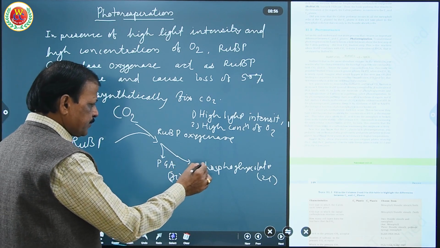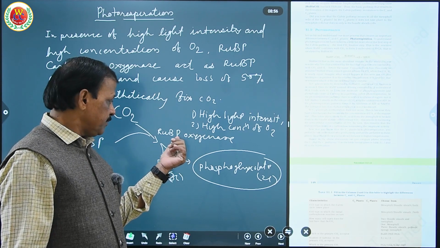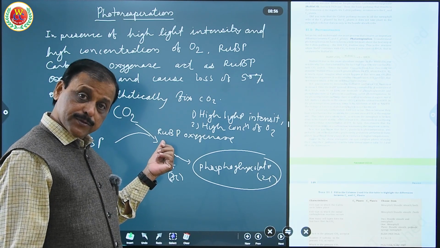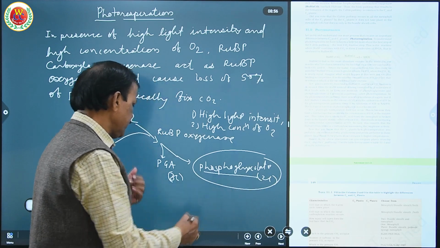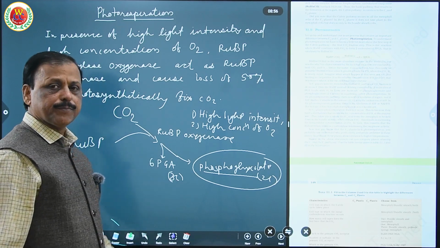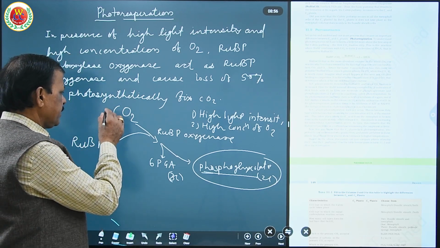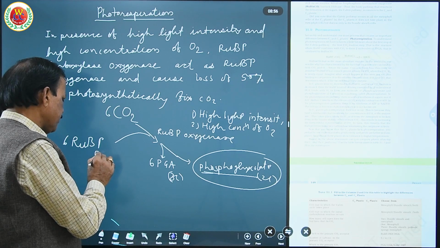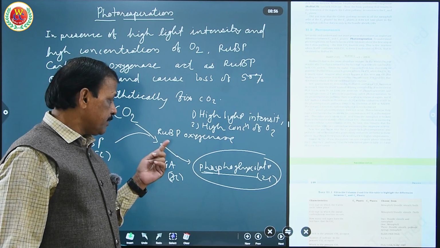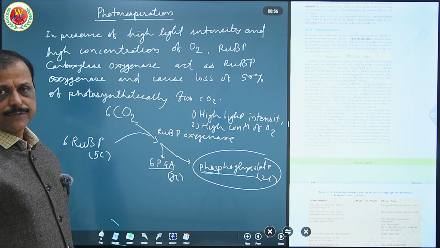Now this phosphoglycolate is produced as a result of photorespiration, because RuBP oxygenase acts instead of RuBP carboxylase. That 50% of CO2 which is fixed, for example, 6 molecules of PGA instead of 12 molecules of PGA are produced, and the remaining becomes phosphoglycolate. So in the Calvin cycle we learn that 6 molecules of RuBP combined with 6 molecules of CO2 produce 12 molecules of PGA. But because of photorespiration, only 6 molecules of PGA are produced.